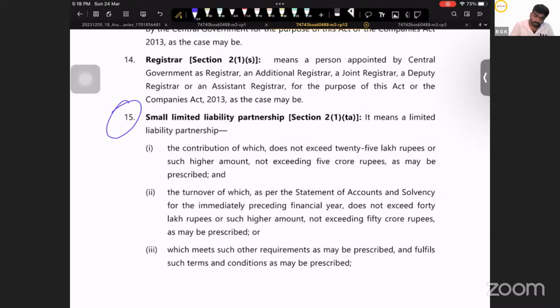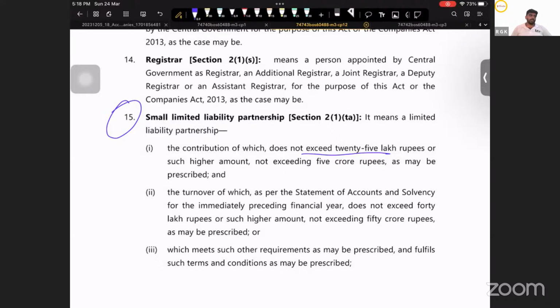Contribution of which does not exceed 25 lakh rupees. You can stop here, no problem, because the higher limit has not yet been prescribed. Current prescribed limit is 25 lakh rupees, so you can go with 25 lakh rupees. Contribution of which does not exceed 25 lakh rupees and turnover of which, as per statement of accounts and solvency for the immediately preceding financial year, does not exceed 40 lakh rupees.